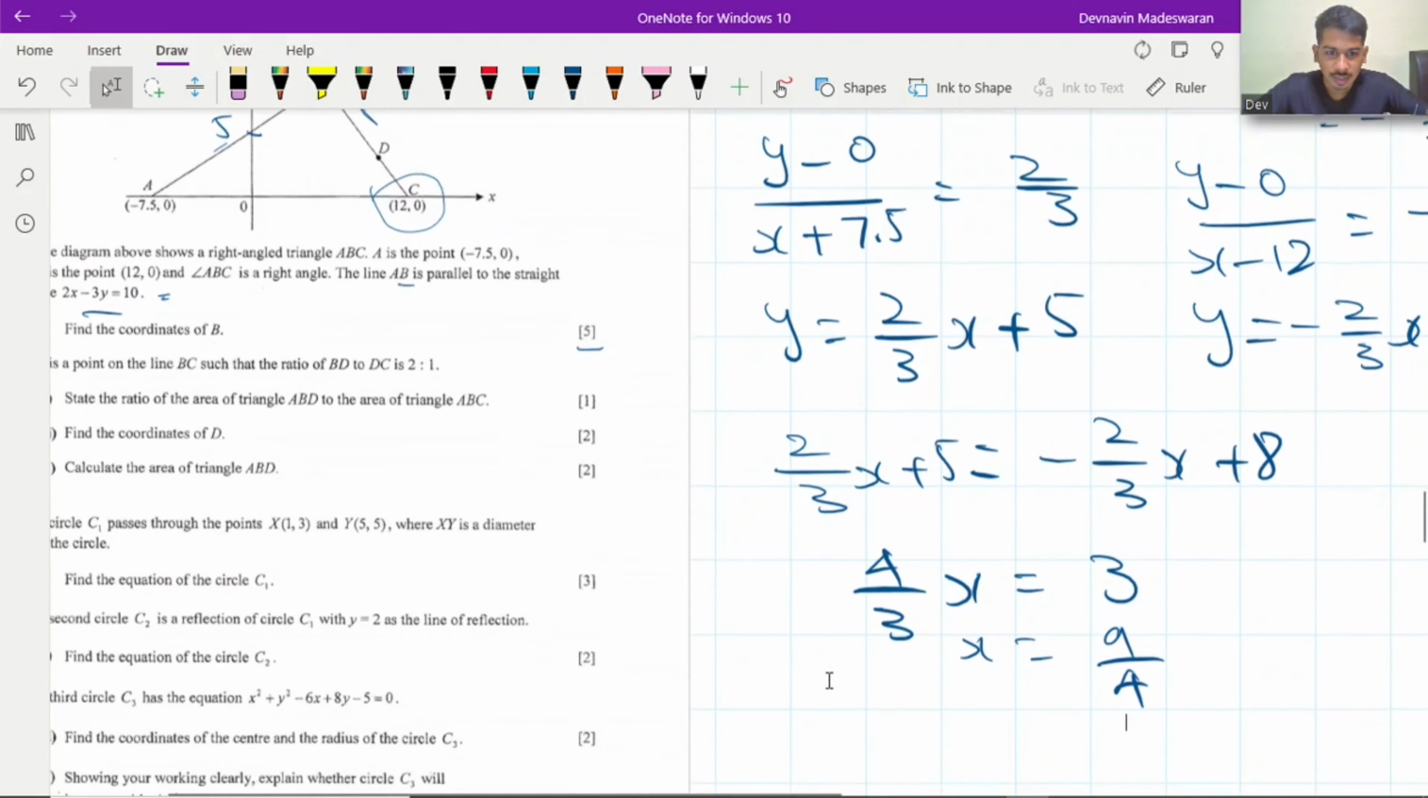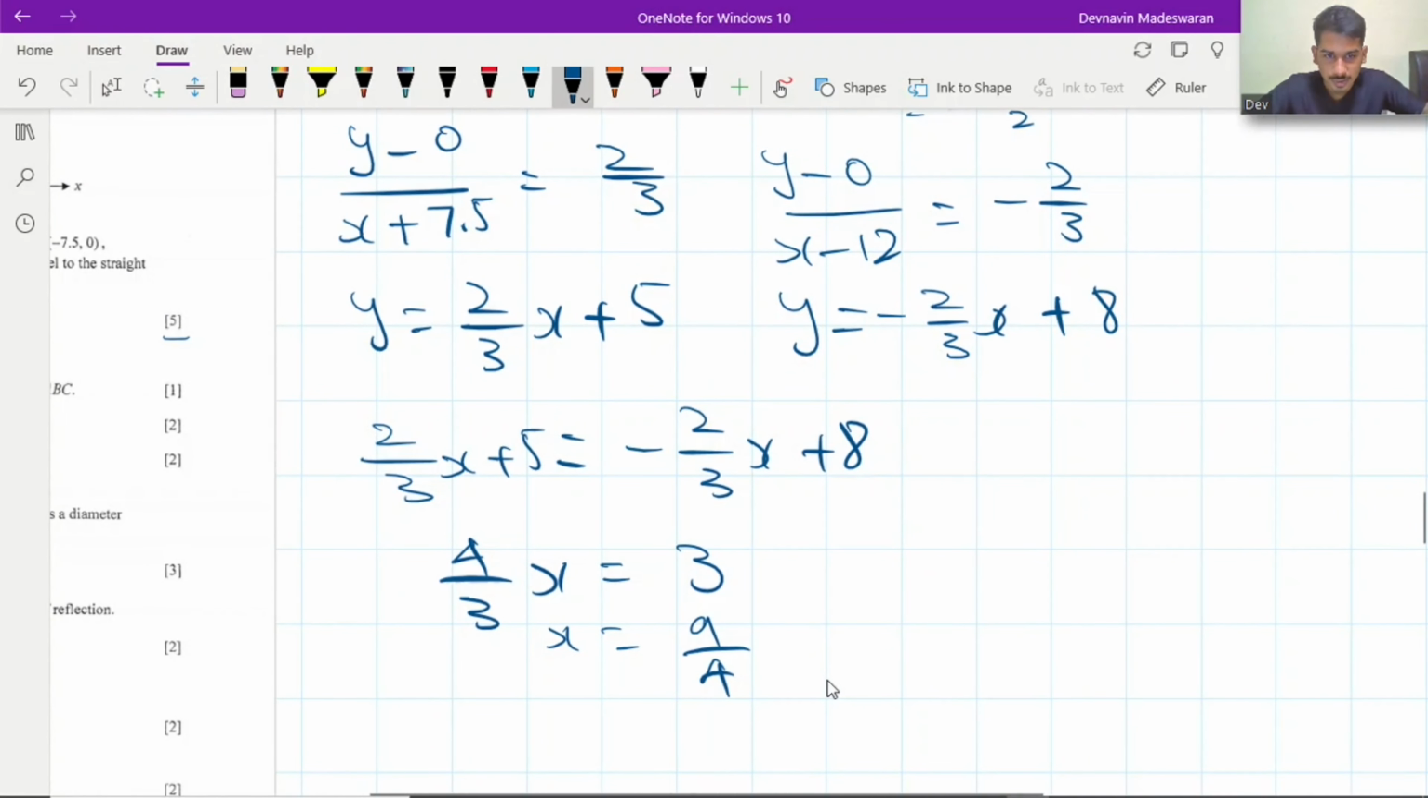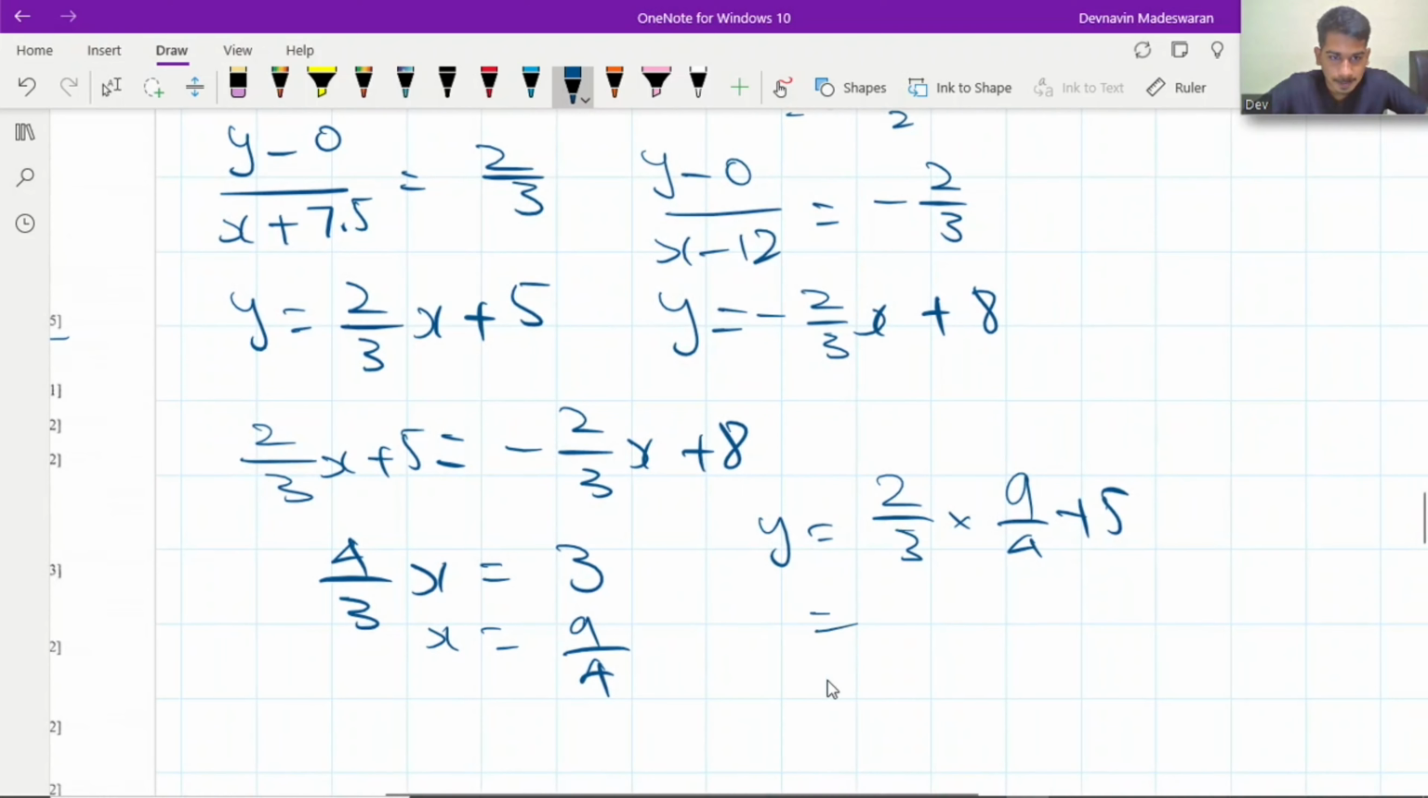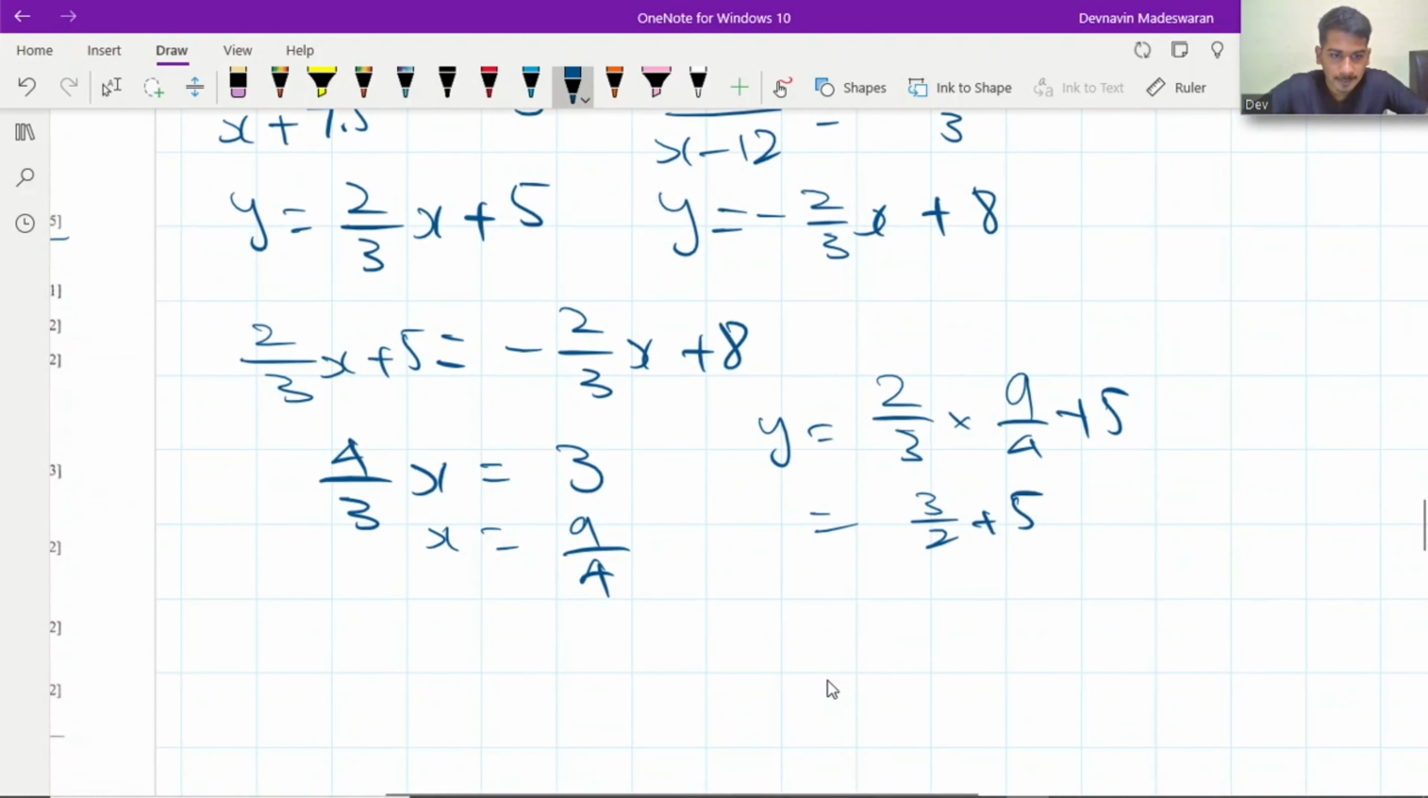Okay, we got the x coordinate, and we just need to substitute into one of the equations to get the y value. 2 over 3 times 9 over 4 plus 5. It's going to be 3 over 2 plus 5. Yeah, that's weird. Okay, fine, yeah, it's correct. 13 over 2, which is like 5.5.